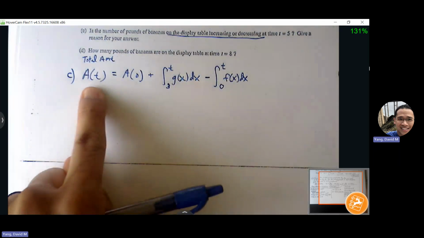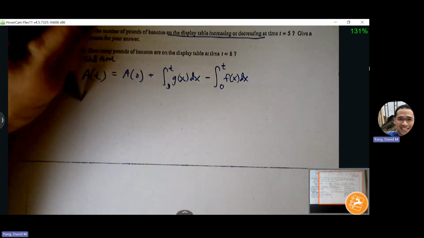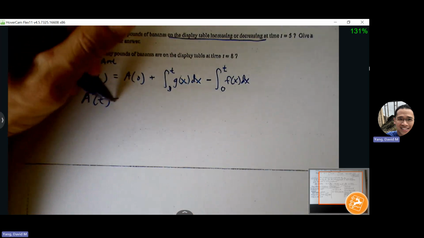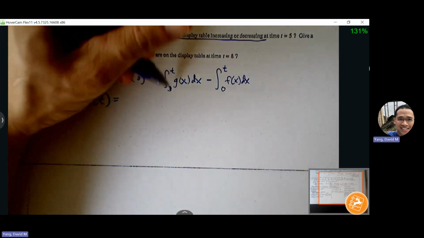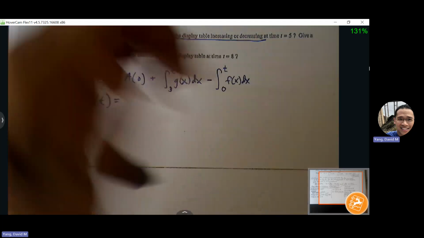So we're asking about A prime of t, right? Not the number of bananas, but the number of bananas per hour. So I'm going to build A prime. We know A of 0 is going to be 0. The derivative is going to wipe out these 2 integrals. I'm just left with G of t minus F of t.